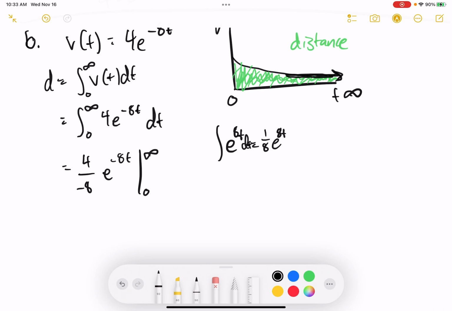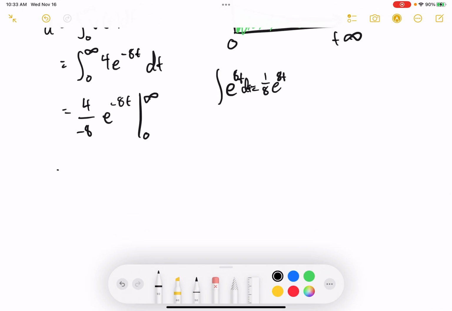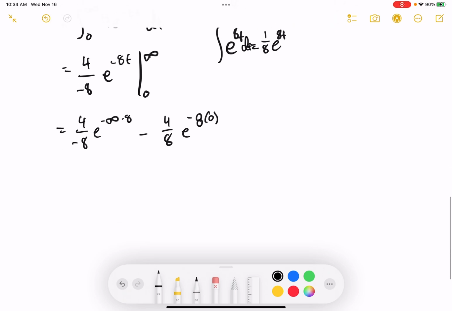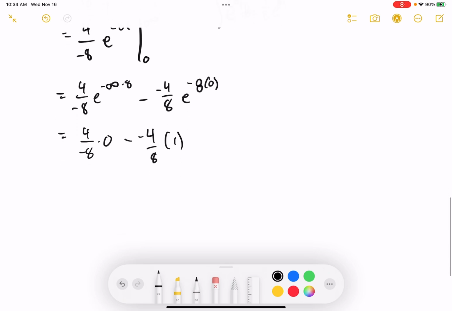Now, it feels very difficult, like, oh no, I'm approaching infinity, but it's not as bad as you think. If I plug in infinity, e to the negative infinity is just approaching 0. So this equals (4 over negative 8) e to the negative 8 times infinity, which is e to the negative infinity, minus (4 over negative 8) e to the 0. Thinking of it as a limit, as we approach infinity, that part just ends up equaling 0. And e to the 0 is just 1. So this all goes to 0, negative negative is positive, and the distance here is just 1/2 meter.